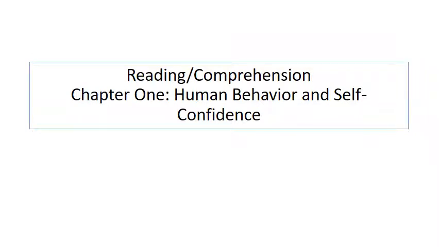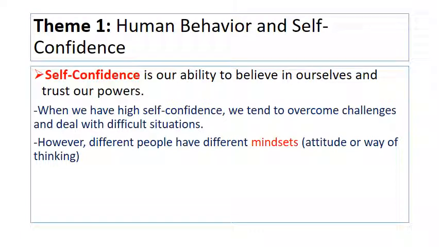Now, reading comprehension, chapter 1, Human Behavior and Self-Confidence. Let's go through that quickly. Let's summarize it a bit. We define self-confidence as our ability to believe in ourselves and trust in our own powers. When we have a high self-confidence, we tend to overcome challenges and deal with difficult situations.